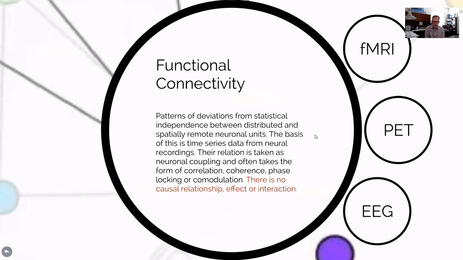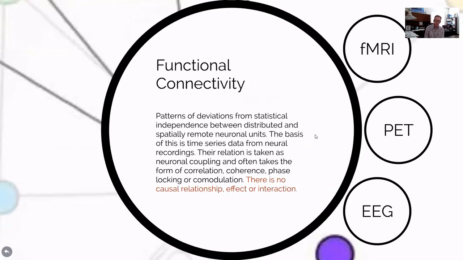Functional connectivity reflects patterns of deviation from statistical independence between distributed and spatially remote neuronal units. Well, what does that mean? That means these are patterns of similarity or differences between regions that are separate from each other, usually taken between two regions at a time, but we'll talk more about that.